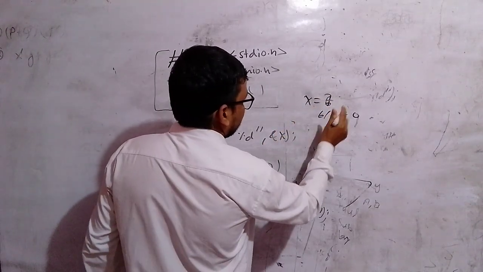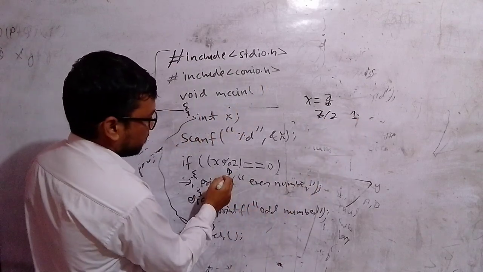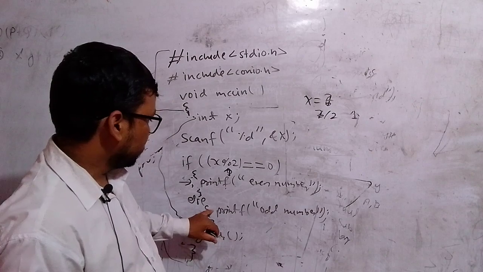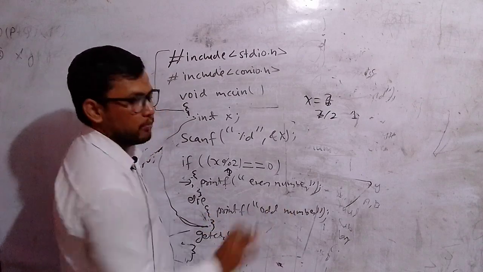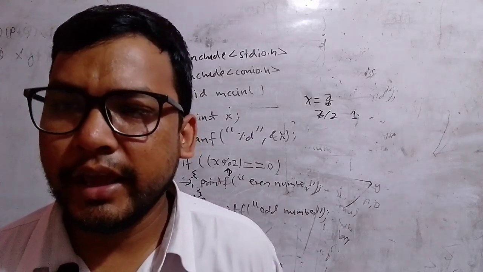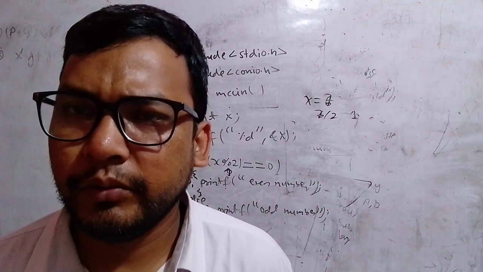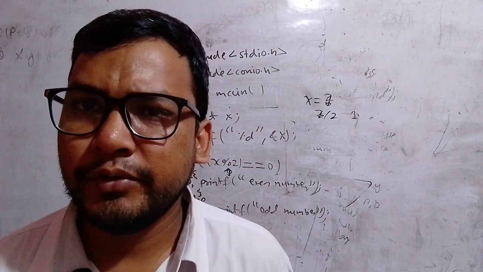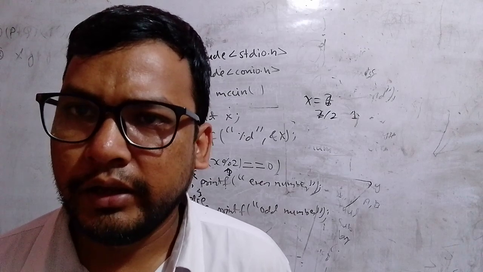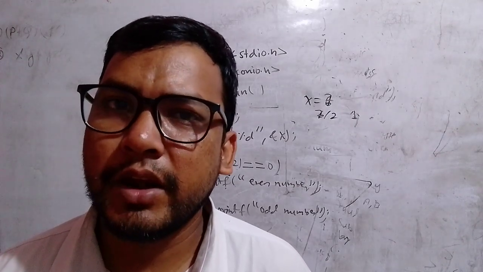And suppose x is equal to 7, then 7 by 2 gives remainder 1. That means this condition, 1 double equal to 0, is false. That means the else statement will be executed and odd number will be displayed. In this way, we can write any program to solve a problem. If we know the logic, then we can write the algorithm, draw the flowchart, and also write the program. We can convert that logic into a program using the programming language.